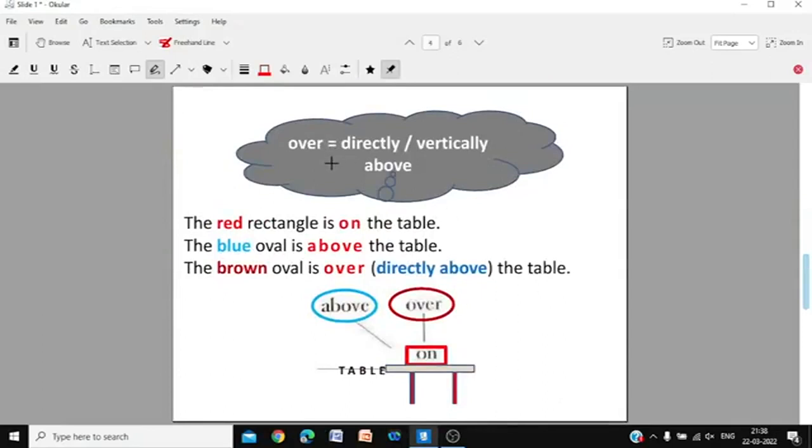Over, one of the simplest equivalents we can give is directly or vertically above. The red rectangle is on the table because it is touching. The blue oval is above. It is at a higher level. The brown is over, or directly above, the table in the same vertical line. So on means it should be touching. Over means it should be in the same vertical line. Above means it should be somewhere but at a higher level or at a greater height.